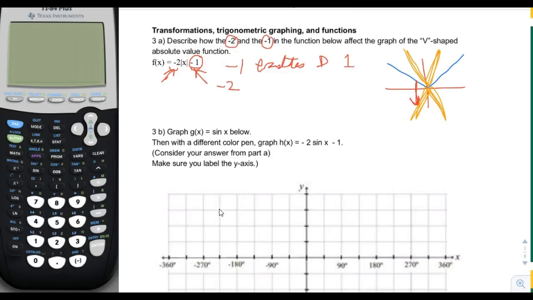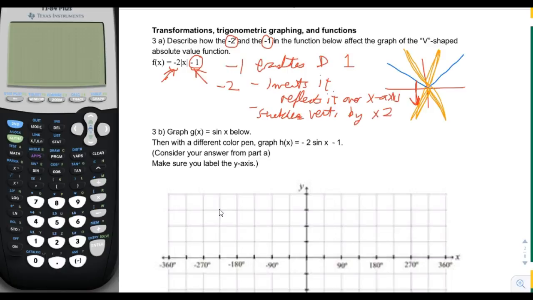So the -2 is going to do two things. One is it flips it down or inverts it. I'm going to say inverts it or reflects it over the x-axis, okay? And the other thing it does is it stretches it vertically by a factor of 2, okay?